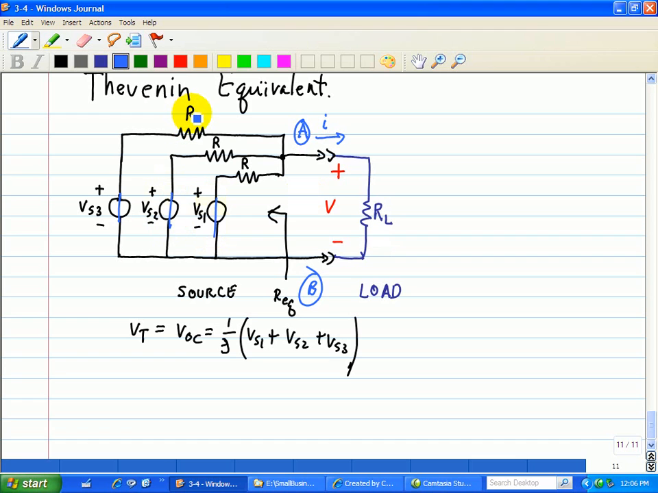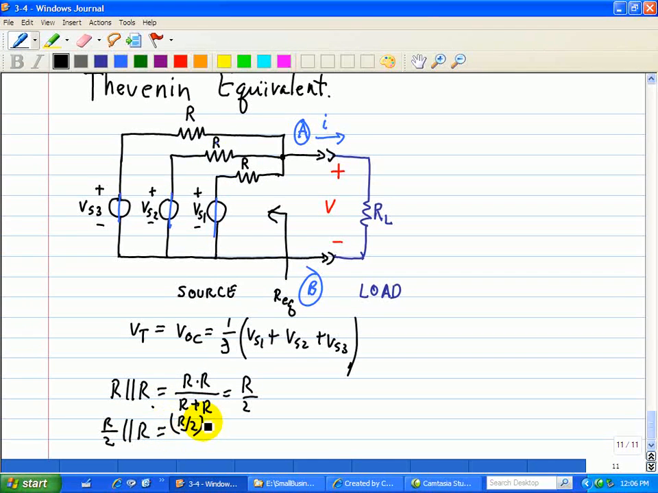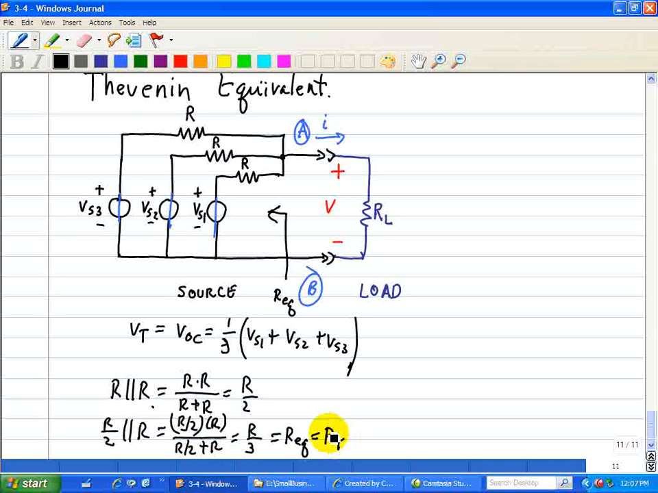And when you look back, we see that this R is in parallel with this R. So we have R in parallel with R, and that's equal to R times R over R plus R, or R over 2. But this R over 2 is in parallel with this R, so that's R over 2 times R divided by R over 2 plus R. That yields R over 3. So our equivalent resistance is just equal to R over 3, which is our Thevenin resistance.